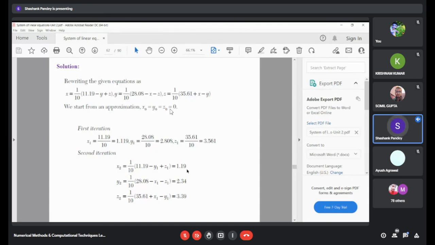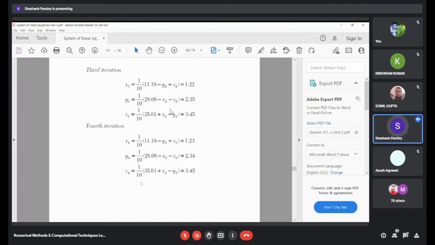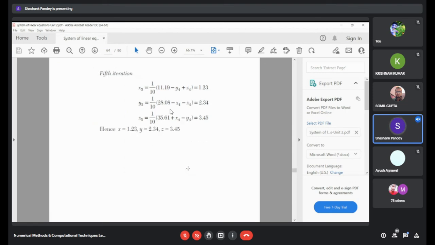So in the first iteration, we will get x1 as 1.119, y1 as 2.808, and z1 as 3.561. Similarly, we will get x2, y2, and z2. And in a similar manner, if we proceed, we will get our answer as x equal to 1.23, y as 2.34, and z as 3.45. So almost all of you gave this answer as the correct answer. So you can easily solve it using this Jacobi iteration method.